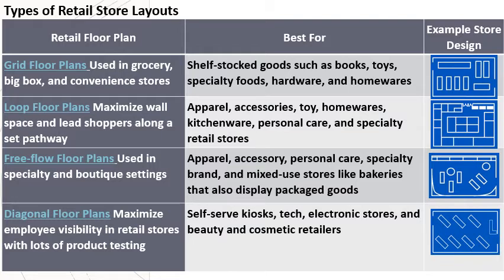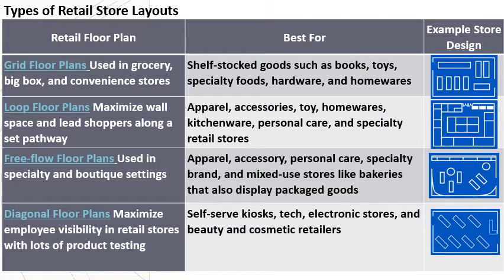So this is a table and it is divided into 3. In the first column, you can see retail floor plan. Under retail floor plan, there are different types of floor plan. The first one is grid floor plan, used in grocery, big box and convenience stores. These are best for shelf stock goods such as books, toys, specialty foods, hardware and homewares. An example is shown in the diagram.